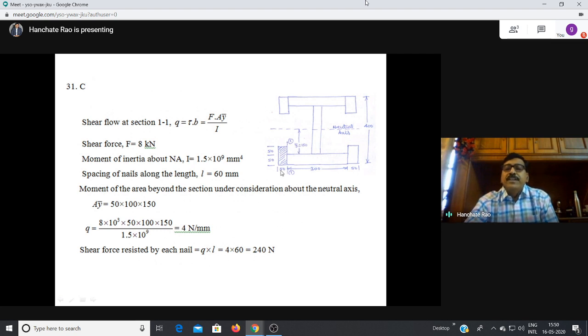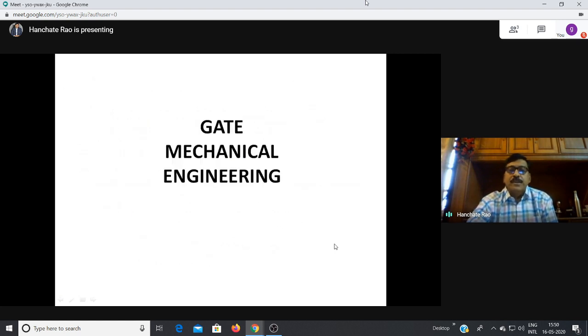So the width is 50, depth is 100. So 50 into 100 is the area. 150 is the distance of the centroid from the neutral axis. So Ay bar is equal to 150. If you substitute, you will get Q. Q is equal to F into Ay bar by I. You will get the shear stress. And if the spacing is 60, the total shear force resisted by each nail is equal to shear flow into spacing. So 4 into 60, 240 newtons. Just use the concept, that's all.